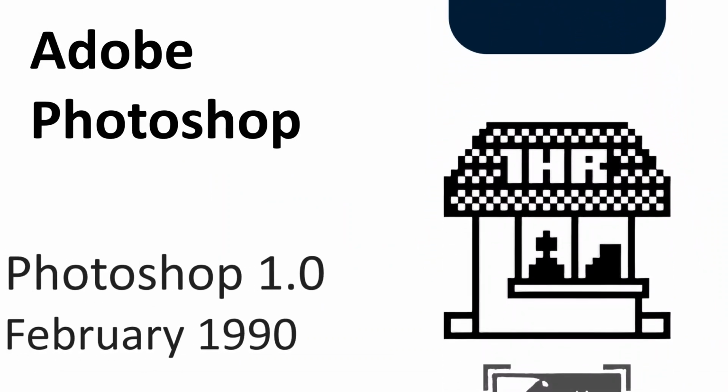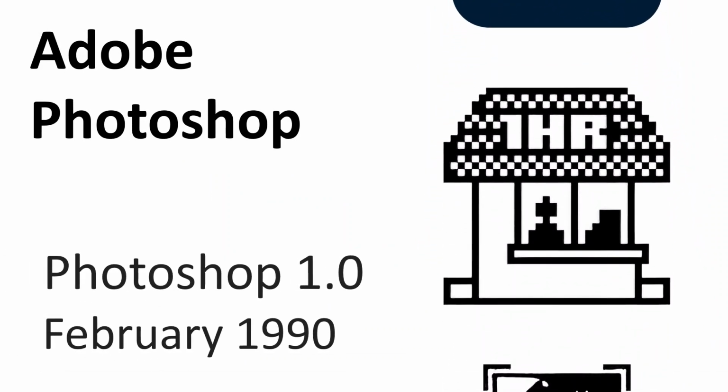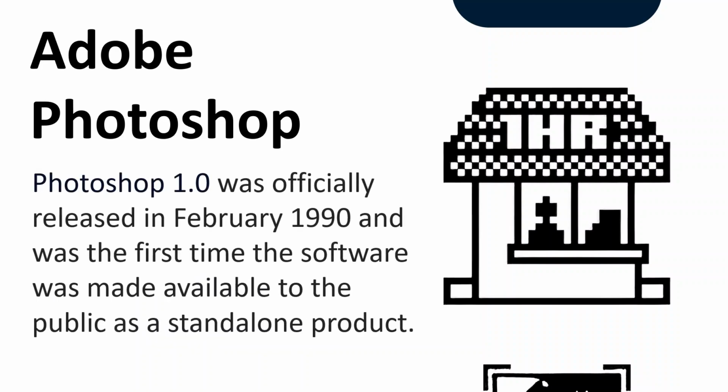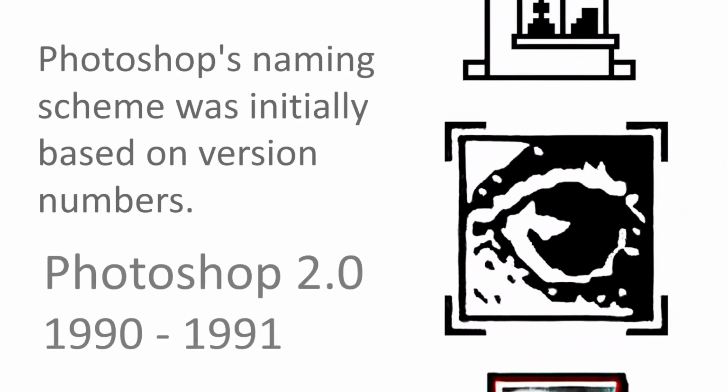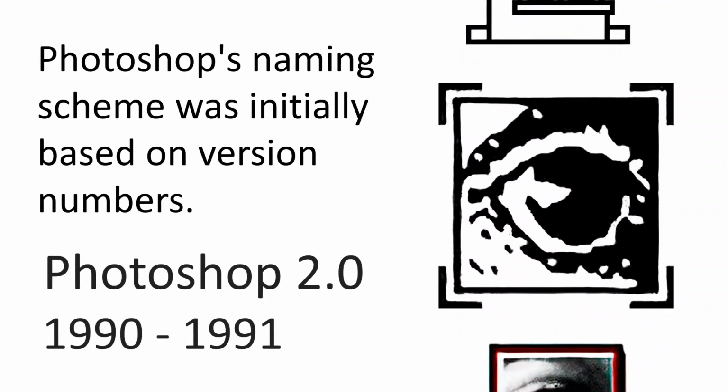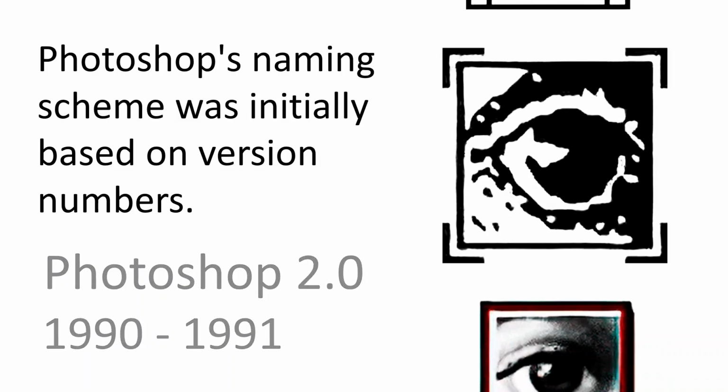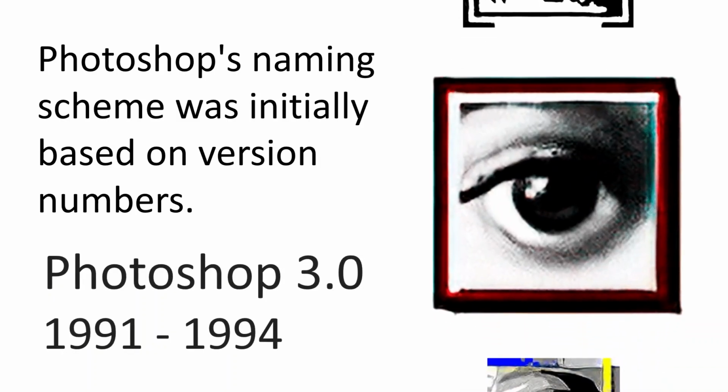Photoshop 1.0 was officially released in February 1990 and was the first time the software was made available to the public as a standalone product. It was also the first time the software was released commercially with the brand name Adobe Photoshop. Photoshop's naming scheme was initially based on version numbers.